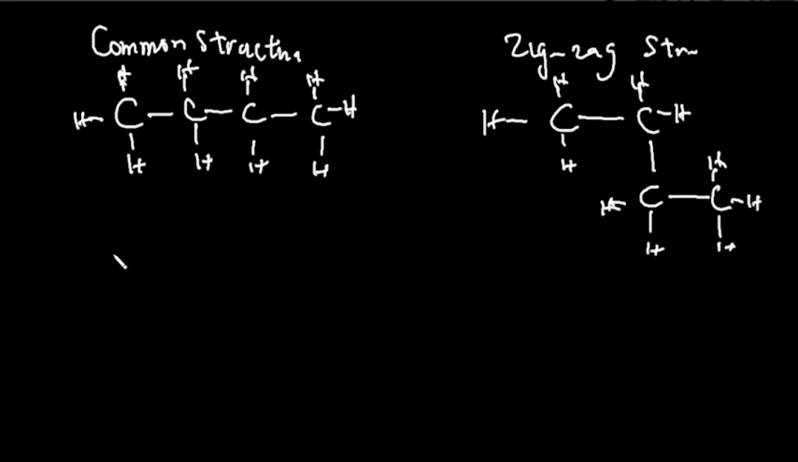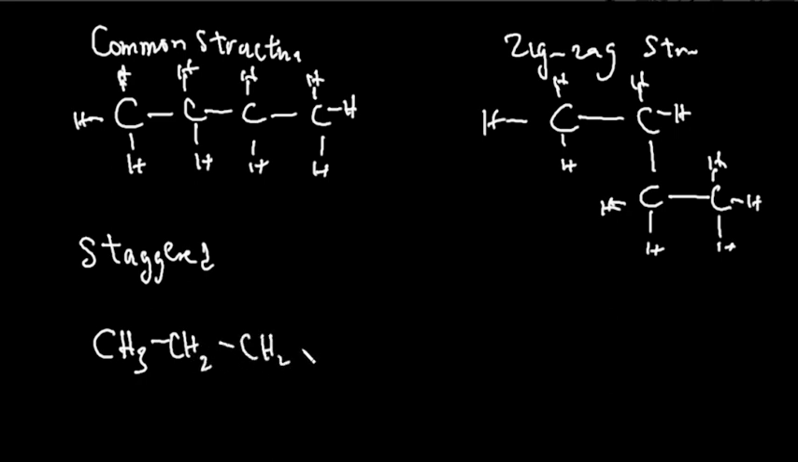Then we have our staggered structure. The staggered structure is basically where you bring in the hydrogens together. So you have CH3. Instead of writing it 1, 1, this carbon has 3 hydrogen, put them together. This carbon has 2 hydrogen, put them together. This carbon has 2, CH2, and then CH3. So this is common, zigzag, this is staggered. Any one of these can actually be given to you, so it's important you know them. So I'll take this all out and then we go to the next structure.